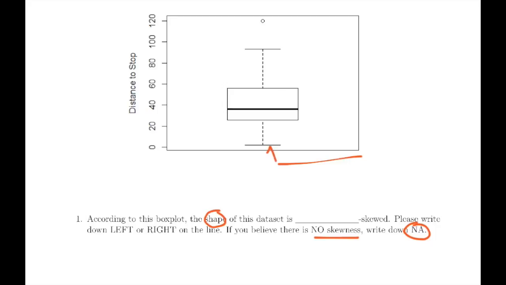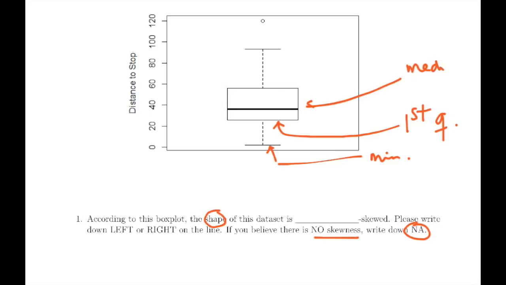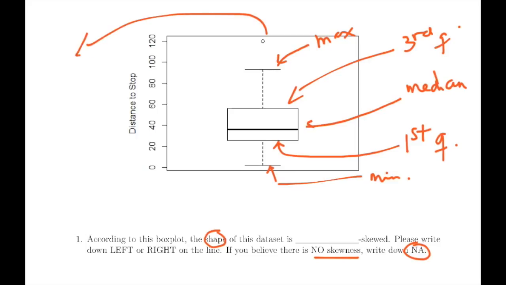This very bottom line here means the minimum, and this lower edge of this box here is the first quartile. This middle bold line is the median. This upper edge of this rectangle or box is the third quartile, and this upper horizontal line is the maximum. Sometimes we may have a circle right above it. That means it is an outlier. It is not in our analysis.